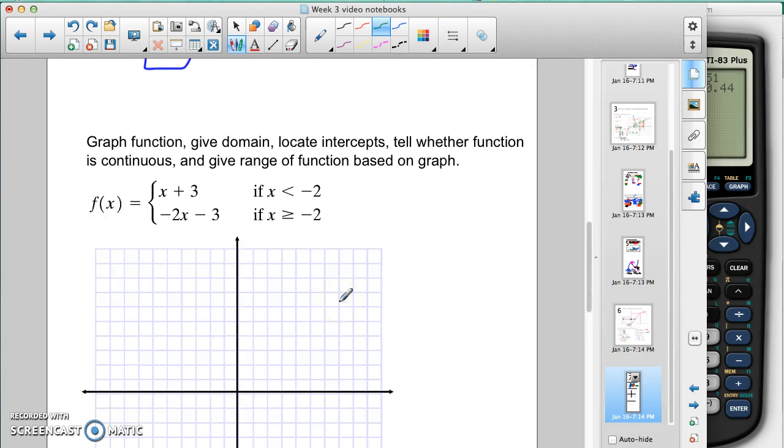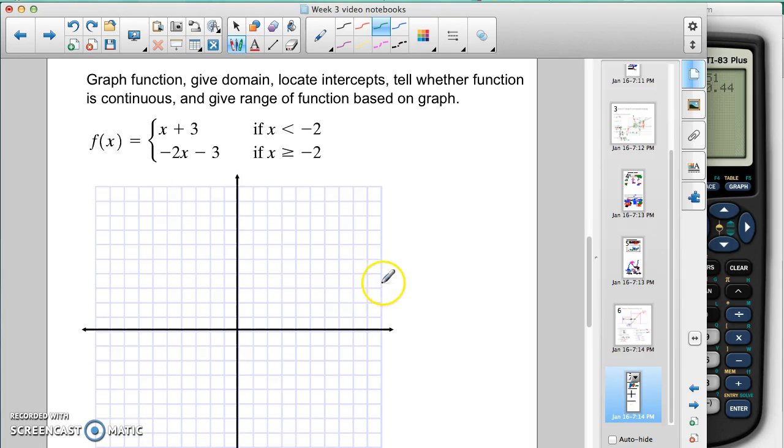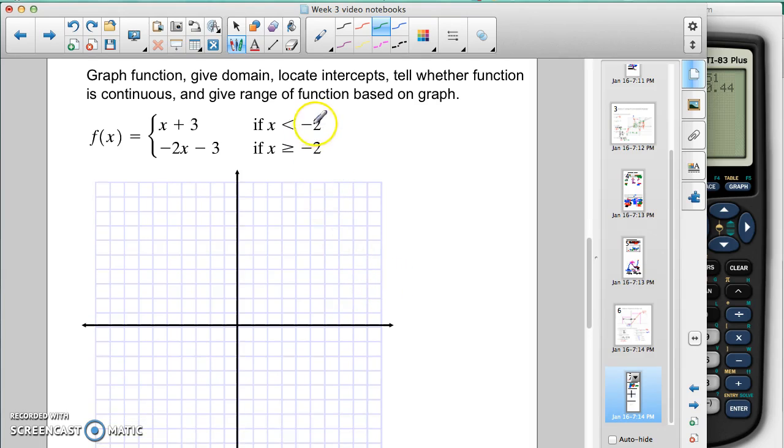Okay, now in this one we're going to graph. When I graph a function, usually what I do is look at my domain and determine where I'm going to cut my values off. In this case, my values are going to change at -2. So right here at -2, I'm going to have a break in my graph. This says I'm going to graph less than -2.